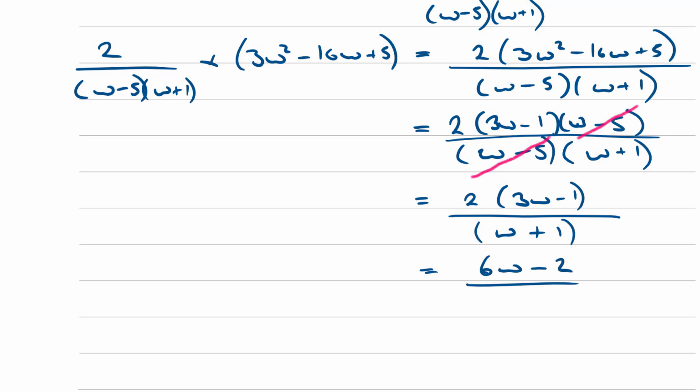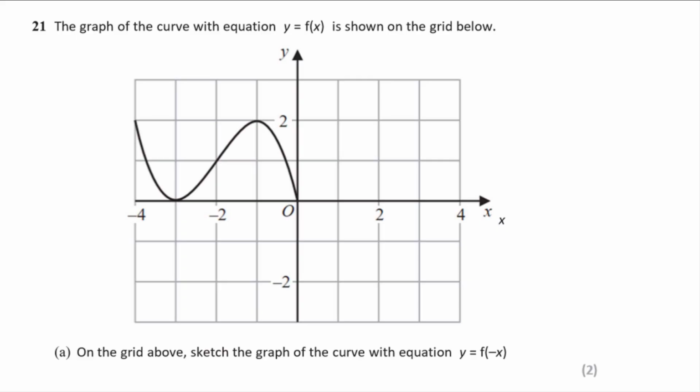6w minus 2 divided by w plus 1. Now that seems to be in the form. Question 21. The graph of the curve with equation y equals f of x is shown on the grid below. On the grid above, sketch the graph of the curve with the equation y equals f of minus x.